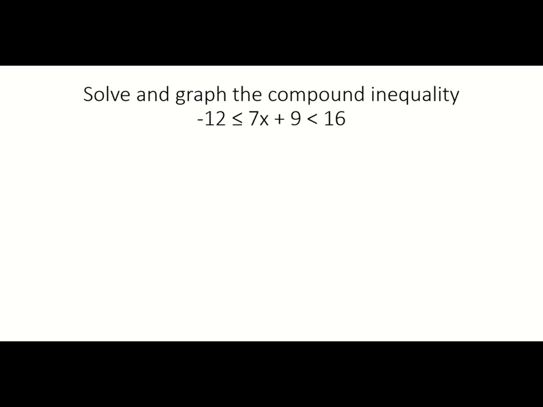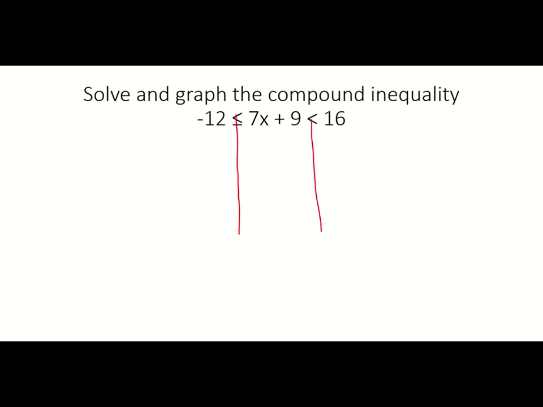So, for this problem, when we have 3 and 1, what we're going to do is draw a line down both inequality symbols to split this into our 3 parts. And we're going to focus on the middle and think, how would I get the variable by itself? So we have 7x plus 9.